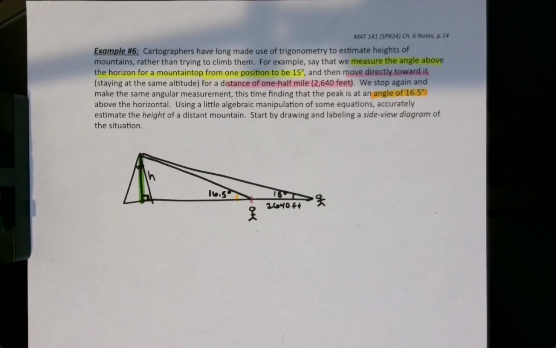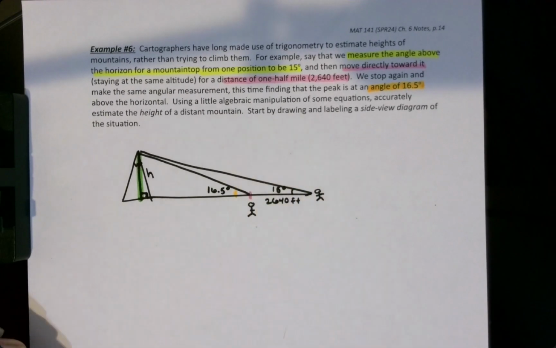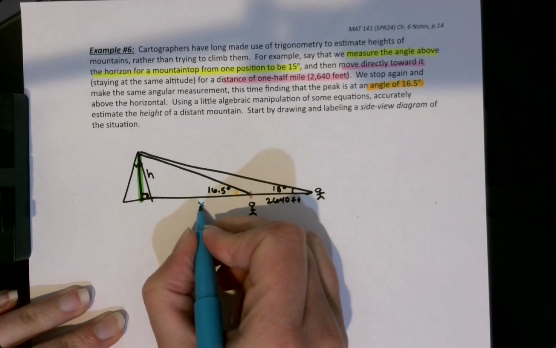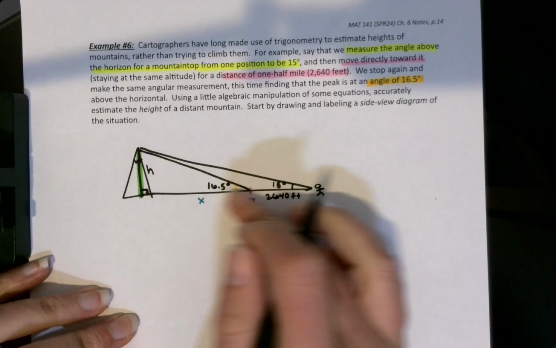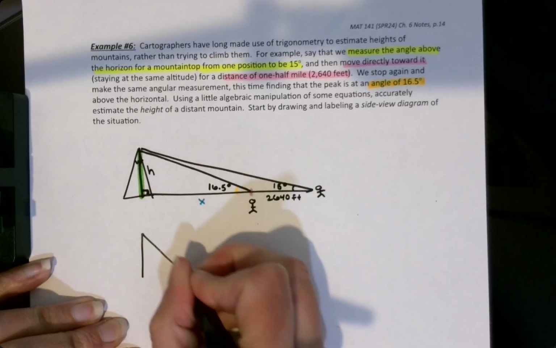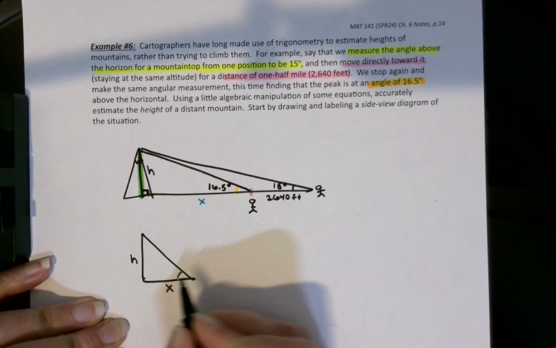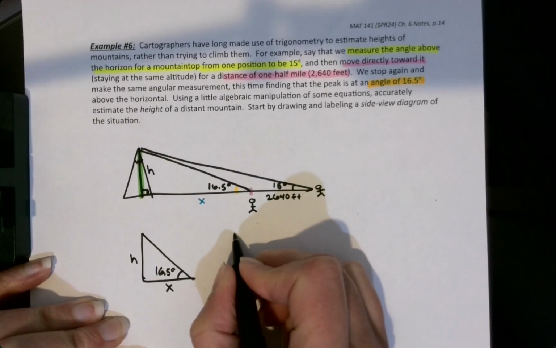Okay, so I do know a little. I know two angles, and that those angles were calculated 2,640 feet across. What I don't know is how far away from the mountain I am right here. So let me call this X. And I'm going to make two separate triangles real quick just to see what these look like. So the first triangle is going to have the height of the mountain, the bottom is x, and this angle is the 16.5 degrees.